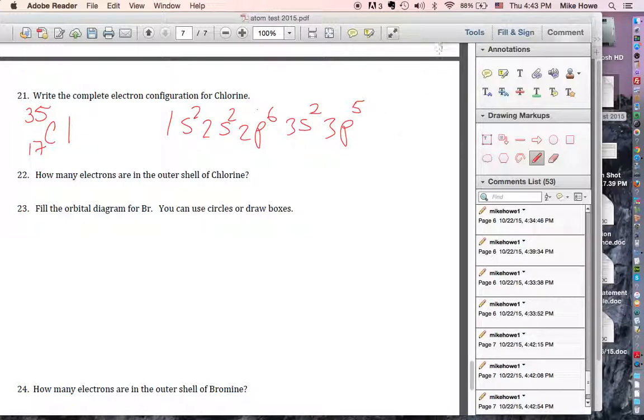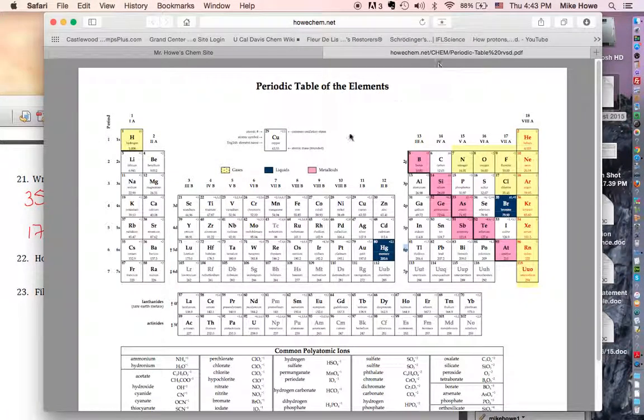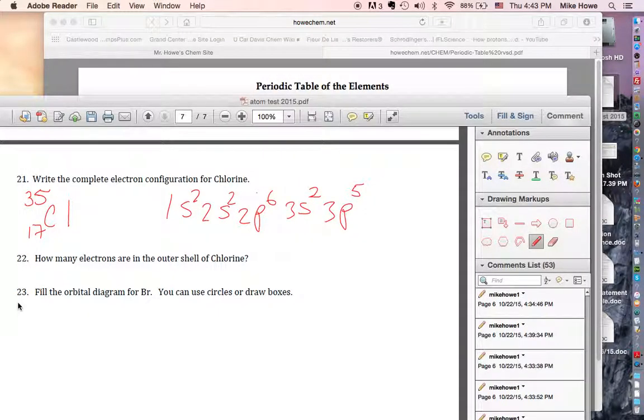Another way to do that is to follow through the periodic table, like this. So here's chlorine right over here. You go 1s2, 2s2, 2p6, 3s2, come across to 3p, and it's 1, 2, 3, 4, 5. So there's chlorine, 3p5. What about the electrons in the outer shell? If you look at the outer shell, it's right here. You got the 3s and the 3p in the outer shell, so that means there'd be how many in the outer shell? 5 plus 2 is 7.